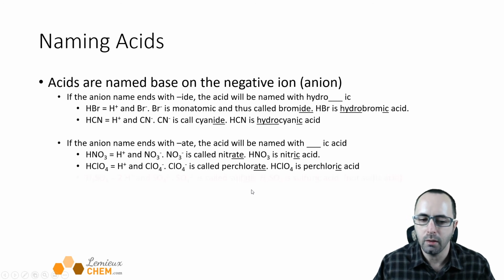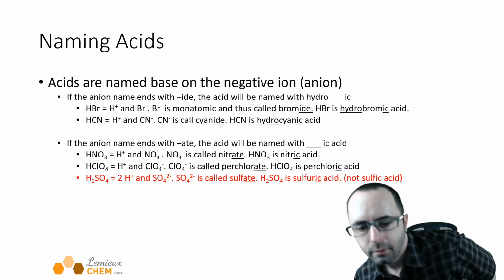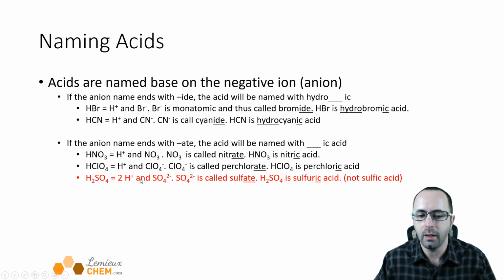Now note that there are some weird exceptions when it comes to sulfate and phosphate. So with H2SO4, it's got two H pluses because sulfate is 2-, so it needs two H pluses to cancel the charge. And SO4 2- is called sulfate. So H2SO4 is sulfuric acid. Notice it's not sulfic acid. The ate isn't directly replaced with ic. The ur stays. The same for phosphoric acid. It's not phosphic acid, it's phosphoric acid. Those are the two weird exceptions there.